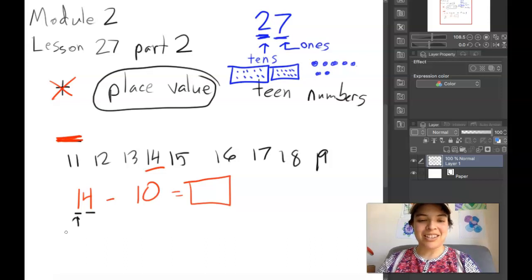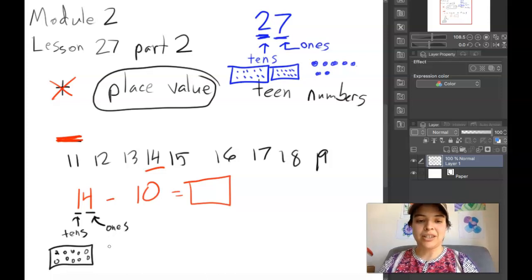So if this is tens, how many tens are in the number 14? We can see right there, a 1. So just one 10 frame is all you need. 1, 2, 3, 4, 5, 6, 7, 8, 9, 10. And like we said, that second number tells us about the ones, right? And there are 4 of them because it's number 4. 1, 2, 3, 4. Piece of cake, right?